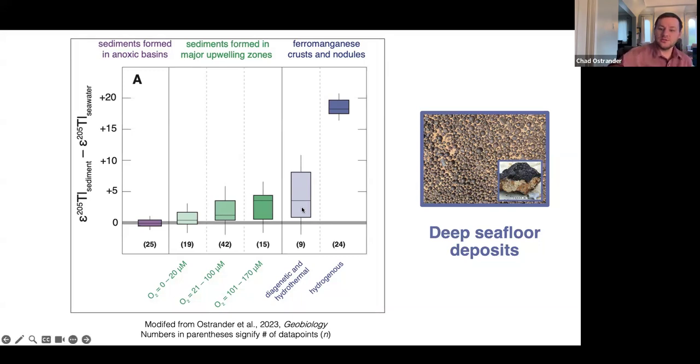And then when you go into these manganese oxide rich sediments, it's where you get the really large effects, where you're predominantly manganese oxides. So ferromanganese crusted nodules that are hydrogenetic have the strongest effect, whereas diagenetic and hydrothermal sediments are muted. And so again, these hydrogenetic ferromanganese crusted nodules are these types of sediments that are forming really deep on the seafloor. You're talking kilometers.